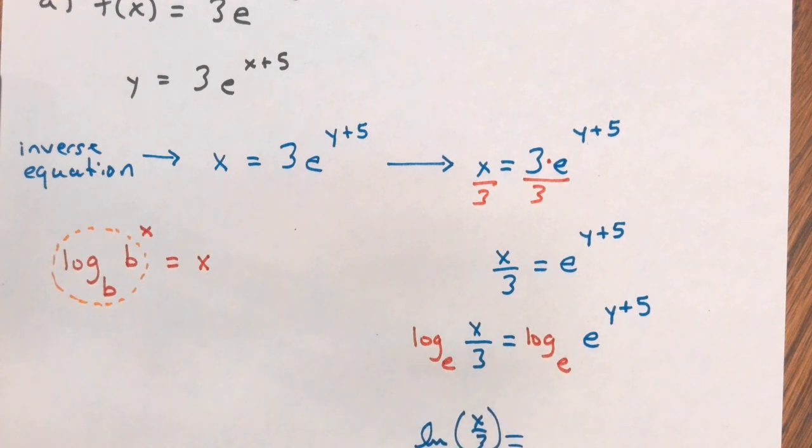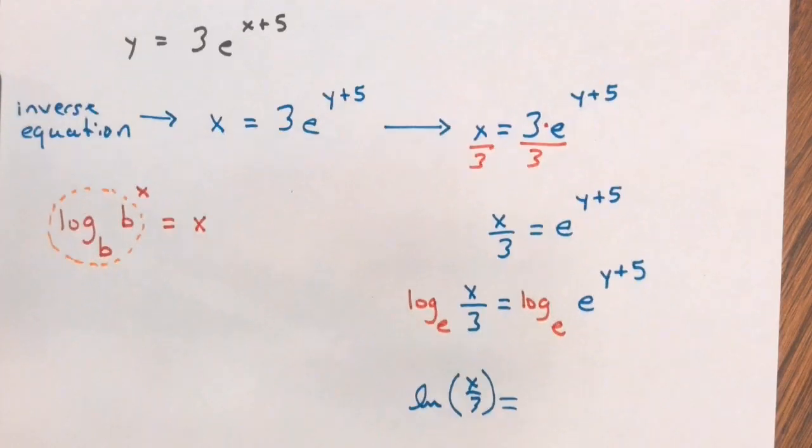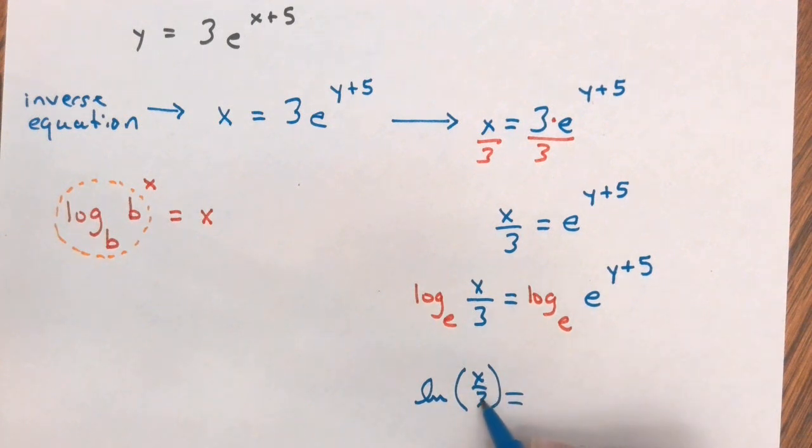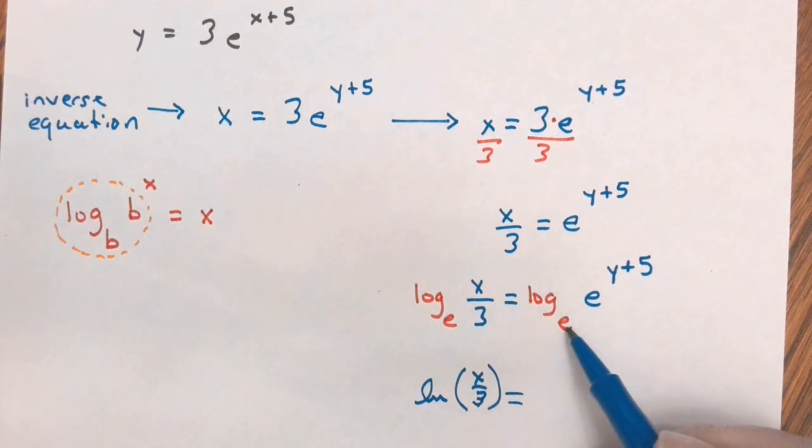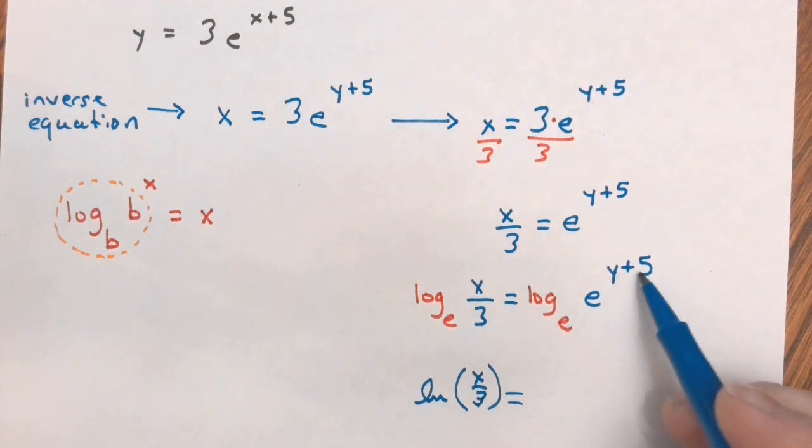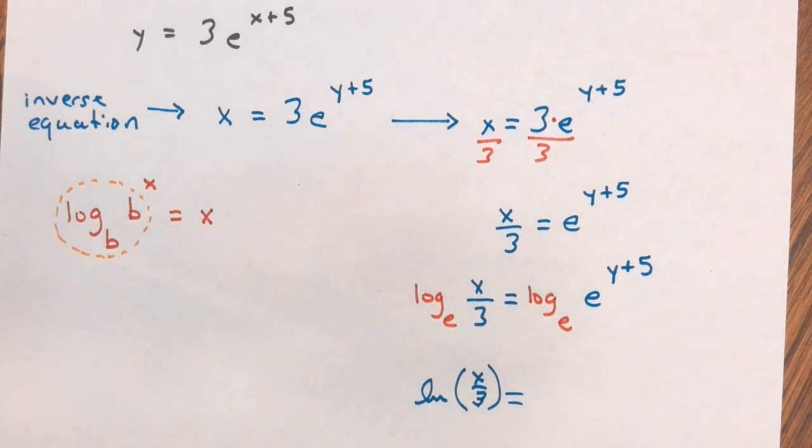So the left side becomes the natural log of x over 3. And then our right side, we have the log base e of e raised to the y plus 5 power. And that fits the pattern of our property here. We have log base e, so the base of the log is e, and also the base of the exponent is e.